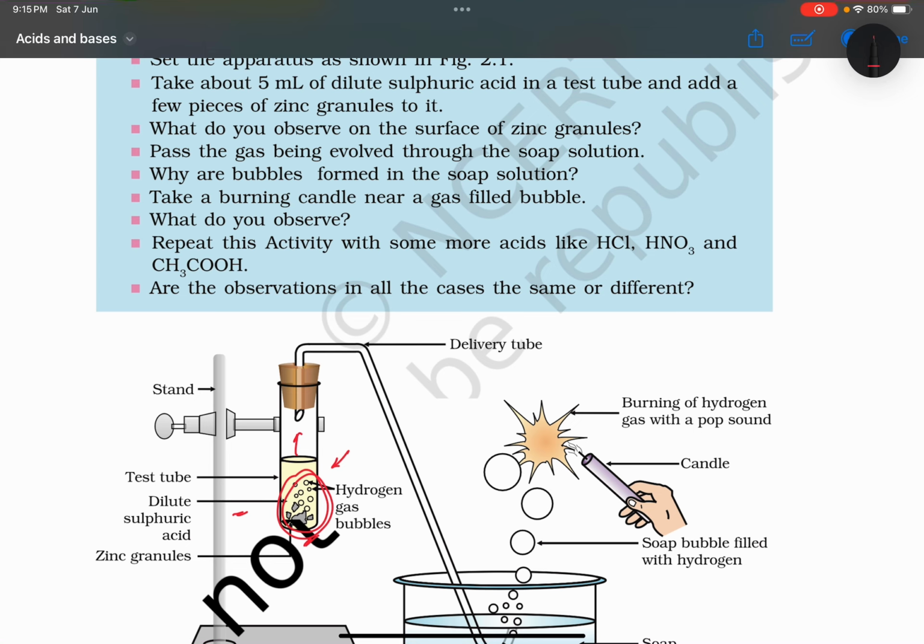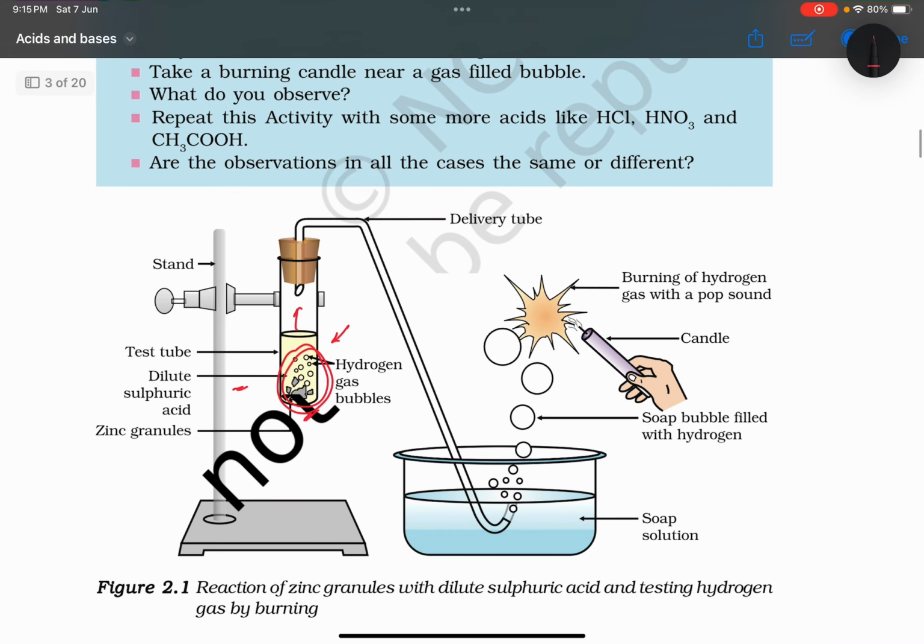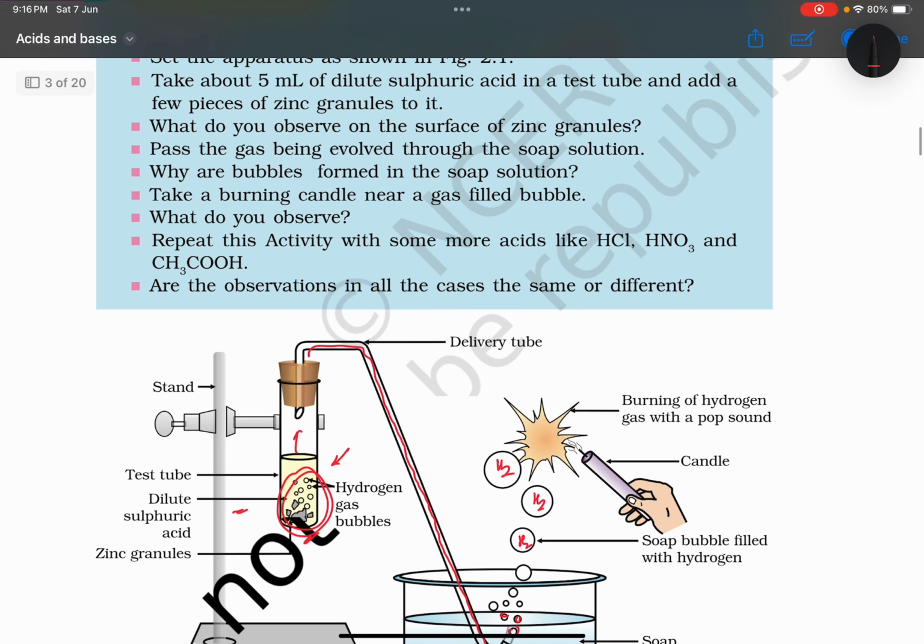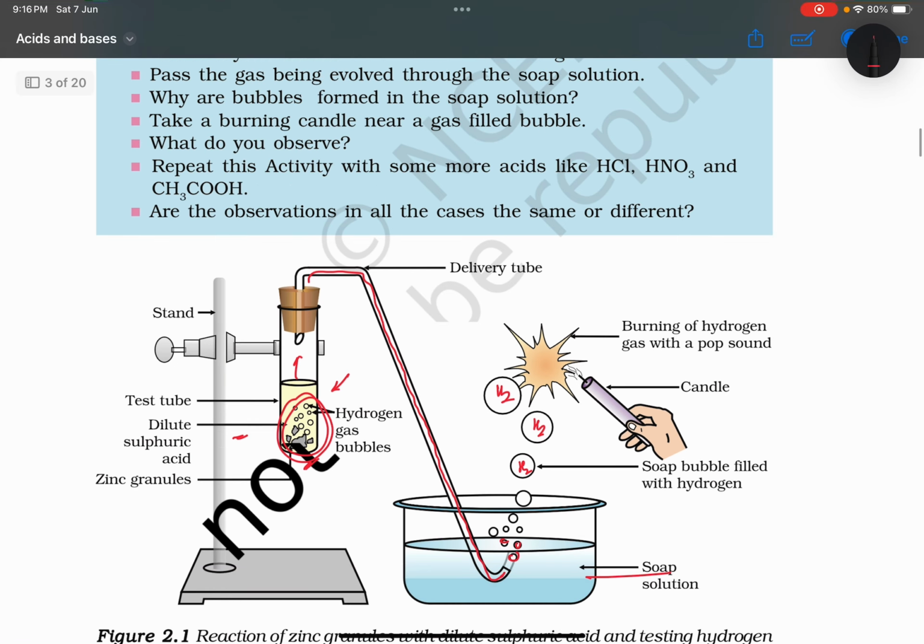Pass the gas being evolved through the soap solution. So this is the soap solution. Now the gas is coming from this, and it is coming like this. All these bubbles are hydrogen gas bubbles. So why are bubbles formed in the soap solution? Because of hydrogen gas. Take a burning candle near the gas-filled bubble and see what you observe.